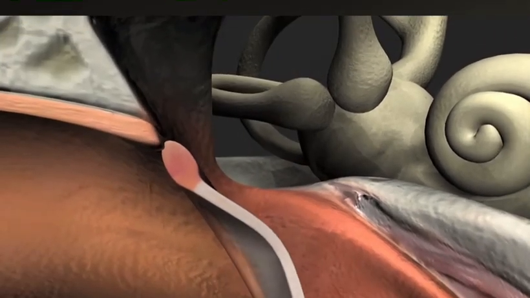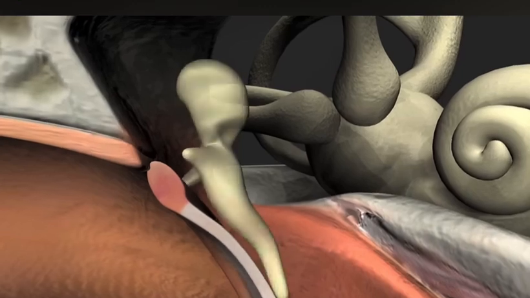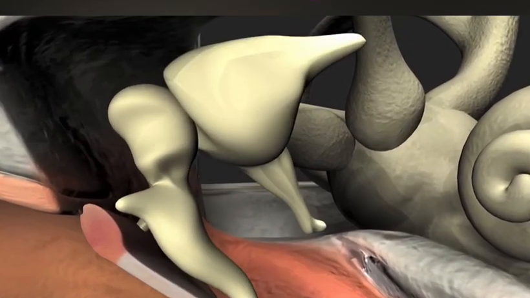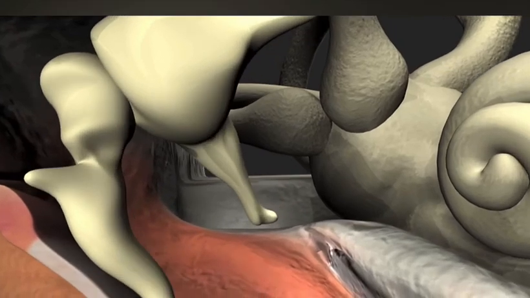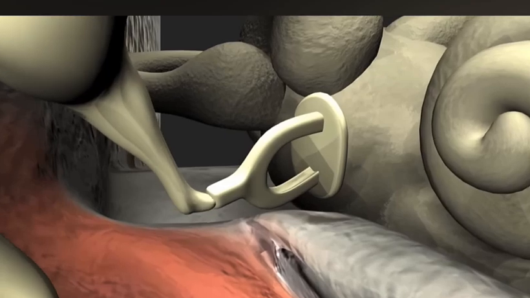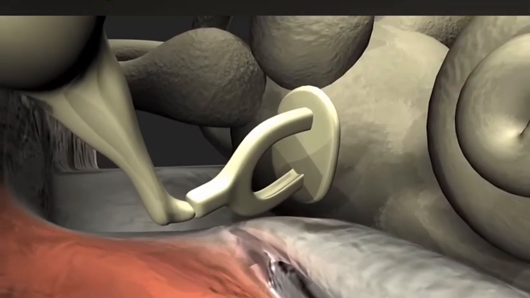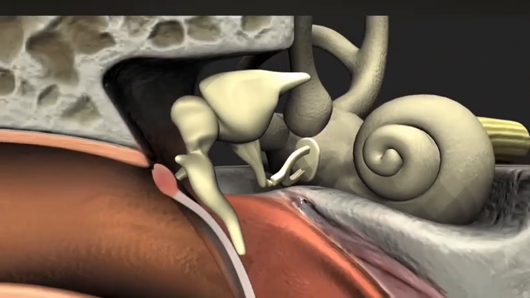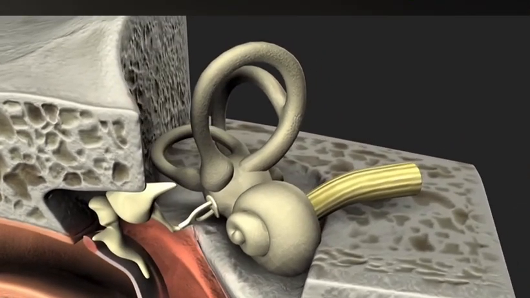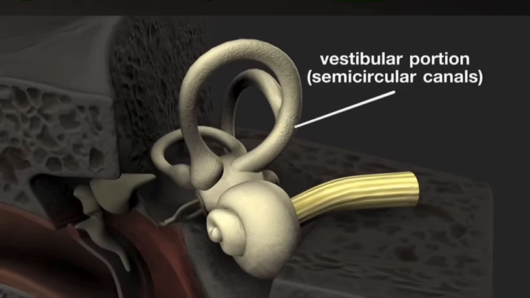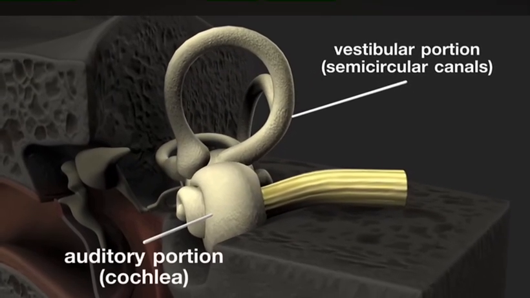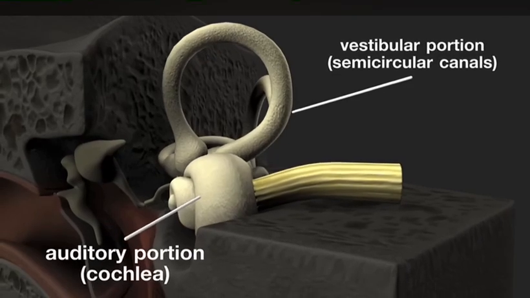The tympanic membrane vibrates in response to sound and the eardrum moves the malleus, which in turn moves the incus. And then the stapes footplate moves in and out of the oval window, transferring the energy to the endolymph fluid. The inner ear has two distinct portions: the vestibular portion concerned with balance, and the auditory portion, the cochlea, which is connected with hearing.